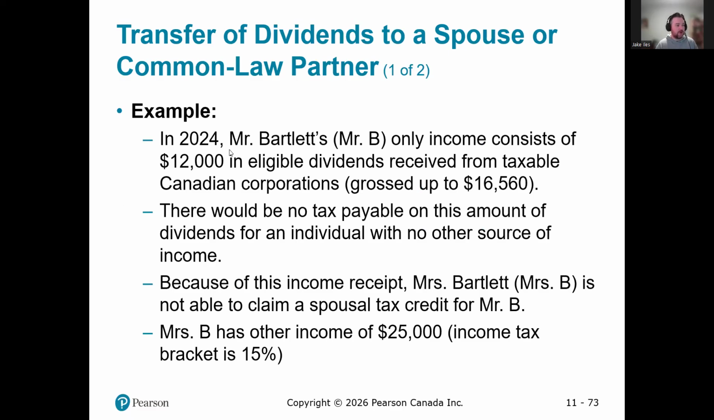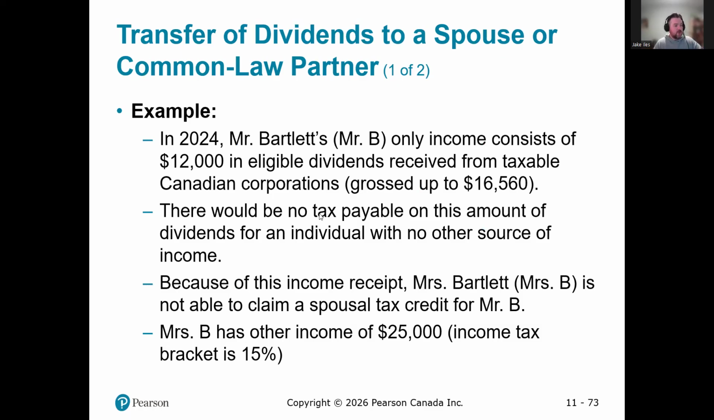In 2024, Mr. Bartlett's only income consists of $12,000 in eligible dividends received from taxable corporations. Dividends have to be grossed up to consider the tax portion that would already have been paid by corporations. So even though Mr. Bartlett received $12,000, his income will report $16,560. It will be grossed up.